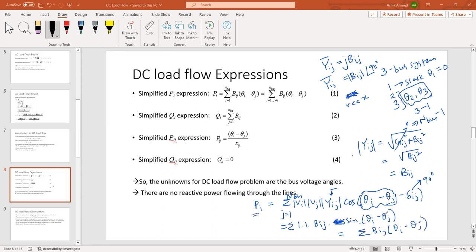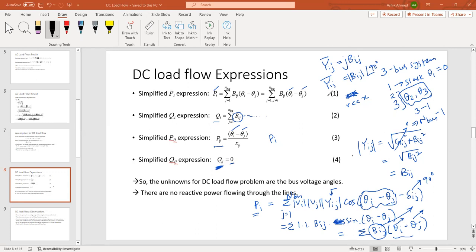Again, we can see from the expression that Bij is taken from the entries of the Y bus matrix. So these are constant as long as the network structure, the power system network topology, is not changed. Theta i minus theta j, these are the unknowns again. So for Pij, theta i and theta j are unknowns. For Pi, theta i and theta j are unknown. For Qi, there is no presence of theta i, theta j. This is simply a constant. So Qi is a function of Bij's, whereas Qij, the line reactive power flow, is 0.